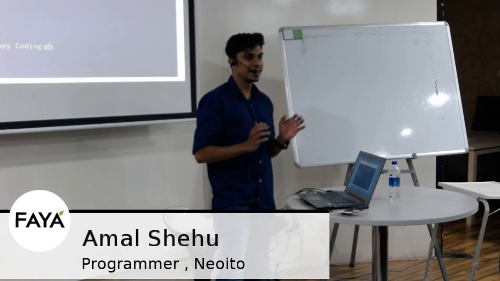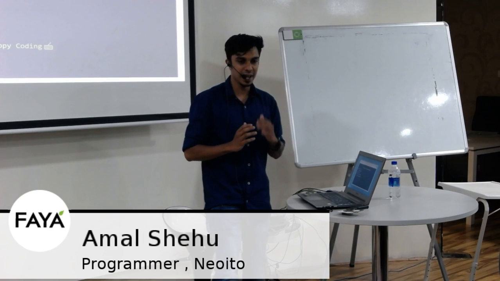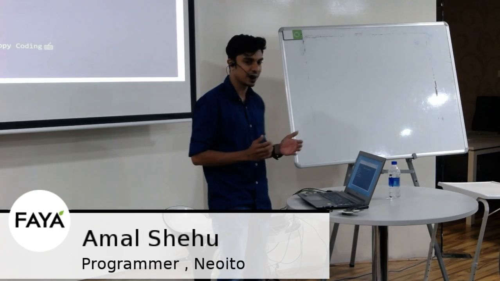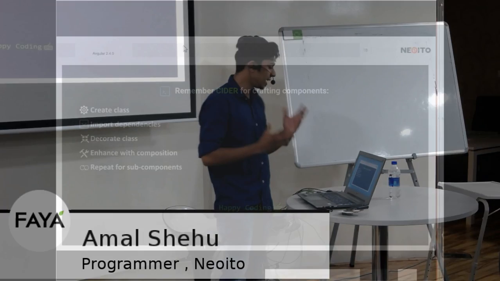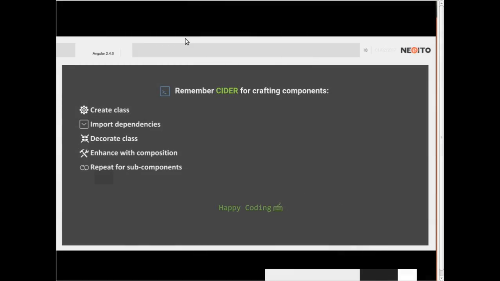This is the method of developing Angular 2 applications. First we have to create a class when we are creating a component. Then we have to import all the dependencies required by the class. If I want to use the router or any other things, then import it into the module file, then decorate the class with the appropriate decorators we want to use. Then enhance it with composition, like what are the metadata, what are the properties needed, what are the functions we want to use inside that. Then also repeat that with the subcomponents.